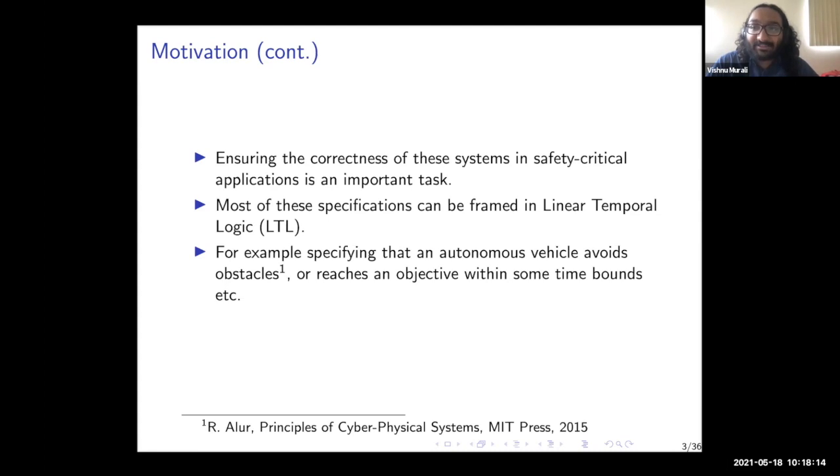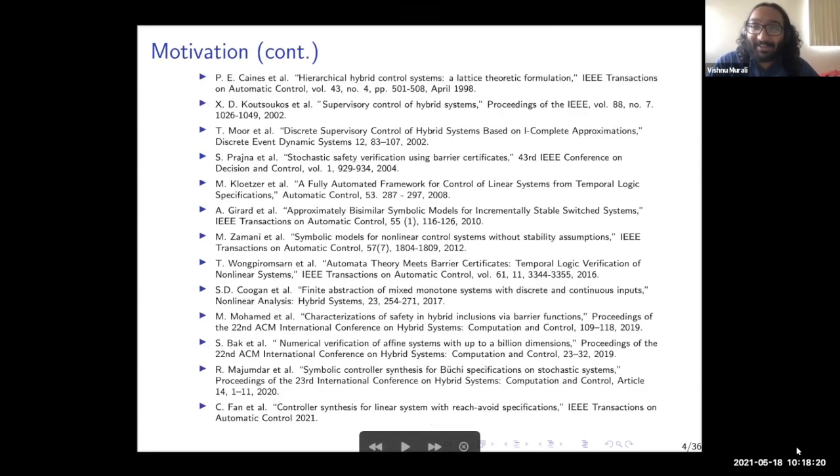Now, the verification and synthesis of cyber-physical systems against LTL specifications have been studied for the past 2 decades. The slide covers just a few examples of the many works in the area, but hopefully impresses upon all of us the importance of this research.